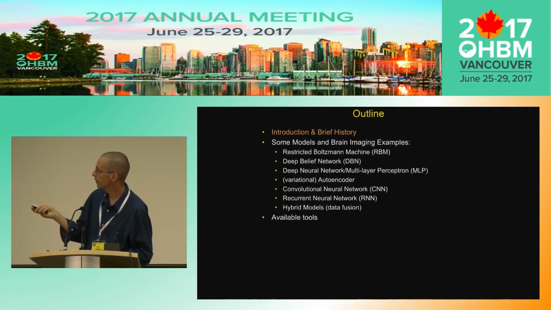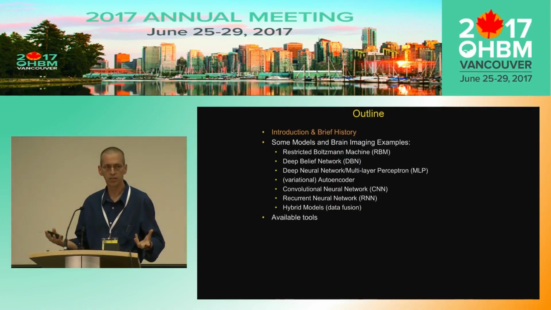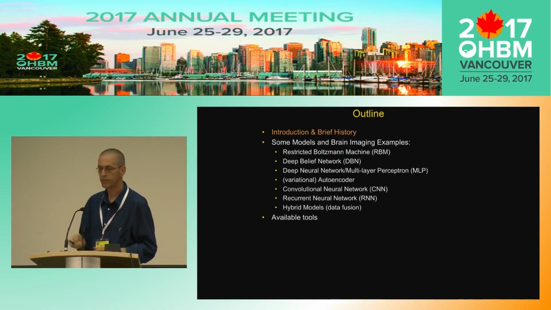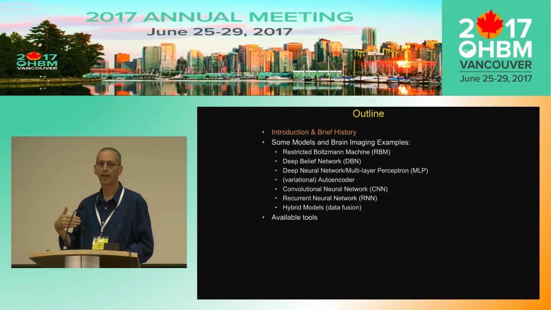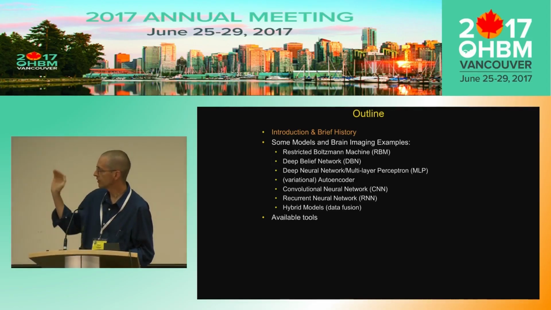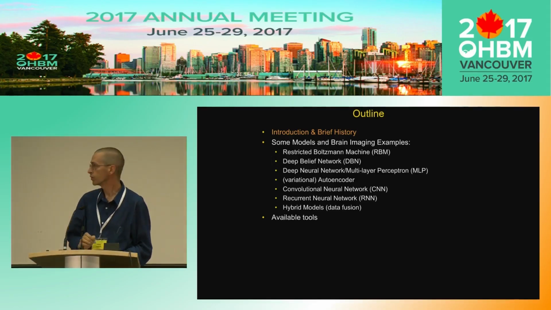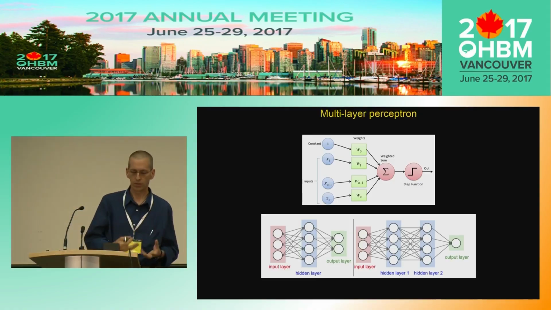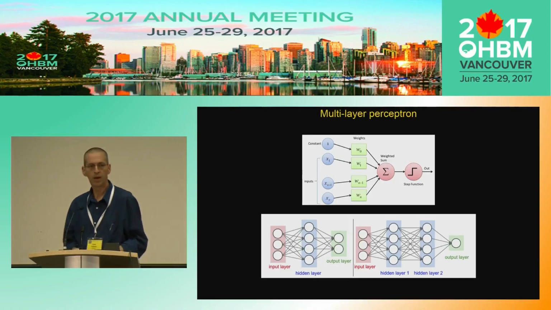What I'll do is give a brief introduction and history of deep learning, and then I'll talk about some of the models that fall under the category of deep learning, and try to give an example of those models applied to brain imaging data for each of those. And then in the end, I'll give a list of some of the tools that are out there to do deep learning. So the fundamental unit for deep learning models is a neural network, an artificial neural network.